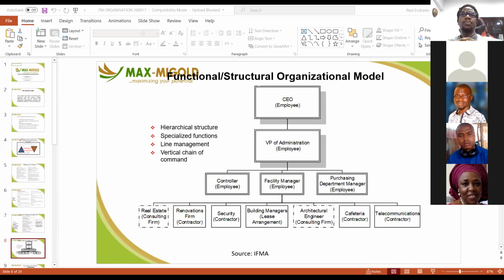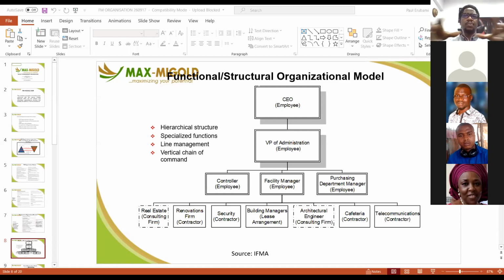One of those that report to him is the VP of administration. Of course, you will know that the CEO probably has other people reporting to him, but because we're going to show one hierarchical line or vertical chain, take that of the VP of administration, who has three people reporting to him, and one of them is the facility manager. Now, it doesn't mean that the controller or the purchasing department manager will not have other people under them. But because we are doing this illustration of a vertical chain of command, we pick the facility manager and ask, who are those reporting to the facility manager?